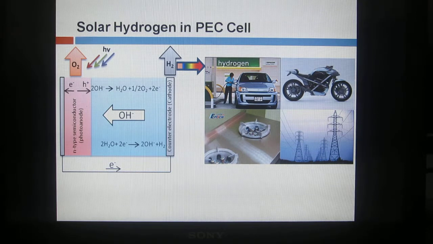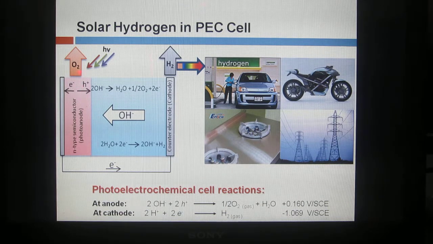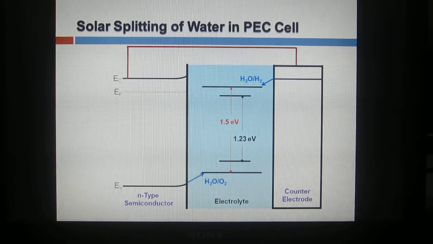So here is a photoelectrochemical cell for the splitting of water, and these are the electrochemical reactions involved in the production of hydrogen and oxygen at the respective electrodes. The hydrogen produced in this system can be used for the transportation of vehicles, electricity generation and also for domestic cooking. This slide shows the basic principle of splitting water in a photoelectrochemical cell.